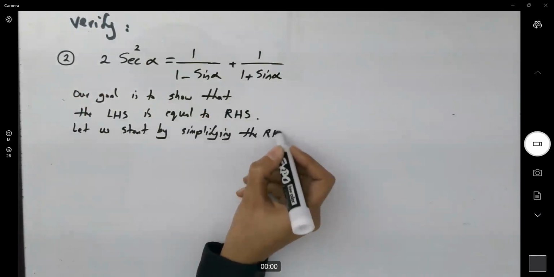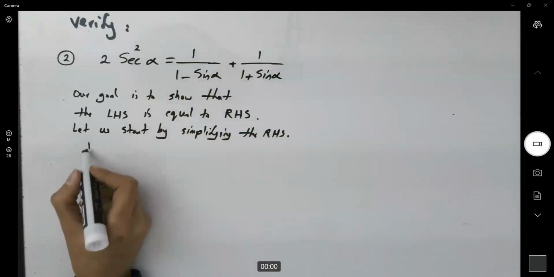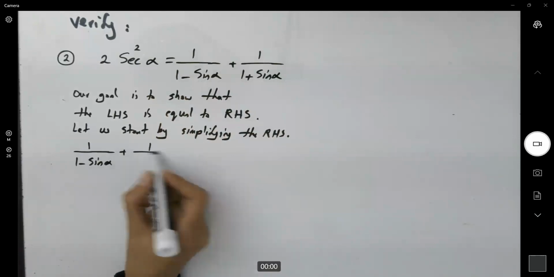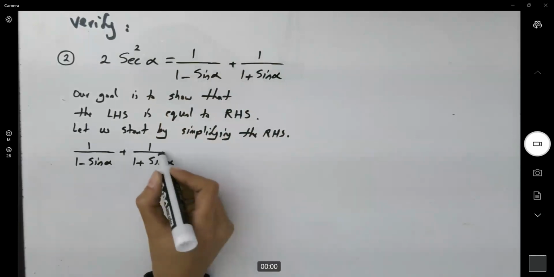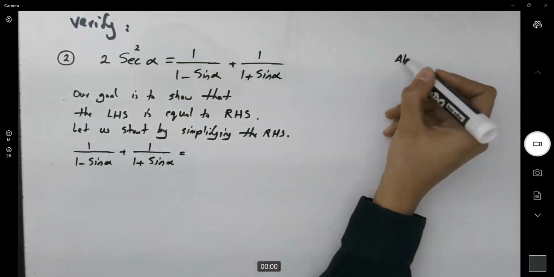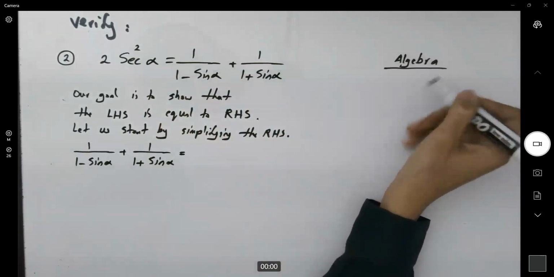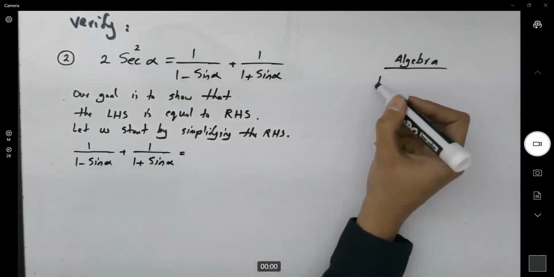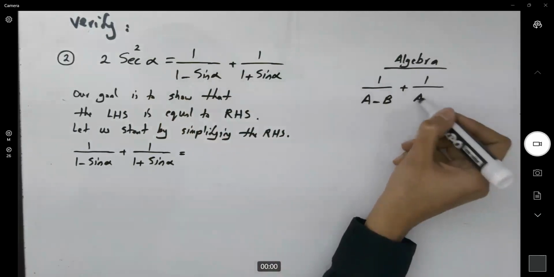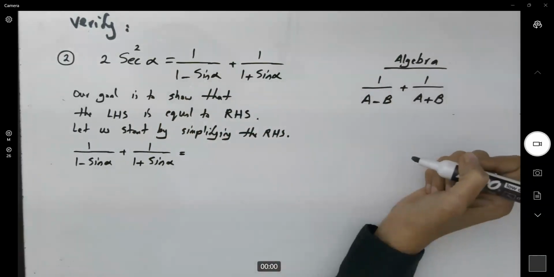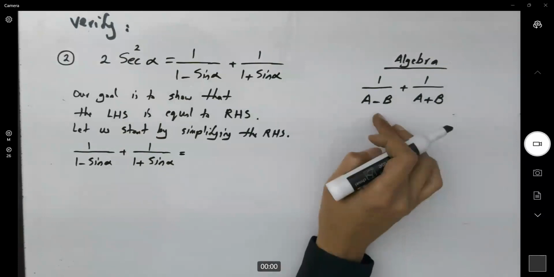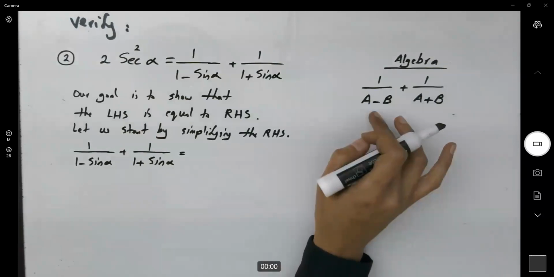the right-hand side. My right-hand side is the combination of fractions 1 over 1 minus sine alpha plus 1 over 1 plus sine alpha. Okay, again, let's go back to algebra. Remember what we learned before in combining fractions. So this is the case that you have: 1 over a minus b plus 1 over a plus b. To combine these two fractions, you need to have the same denominator, but here you have 2 different denominators.